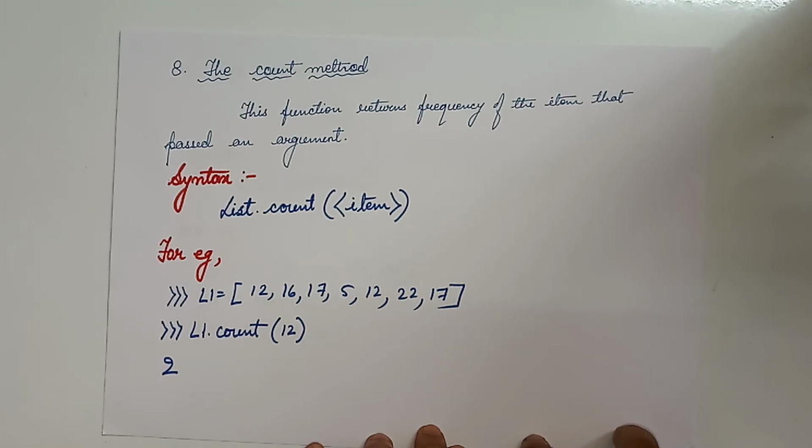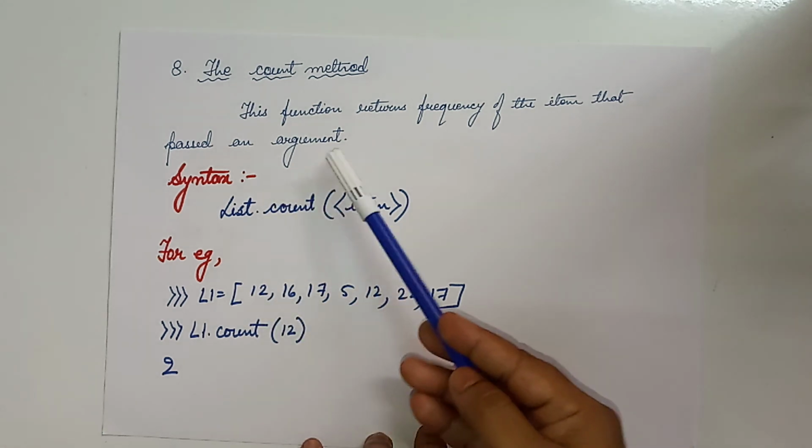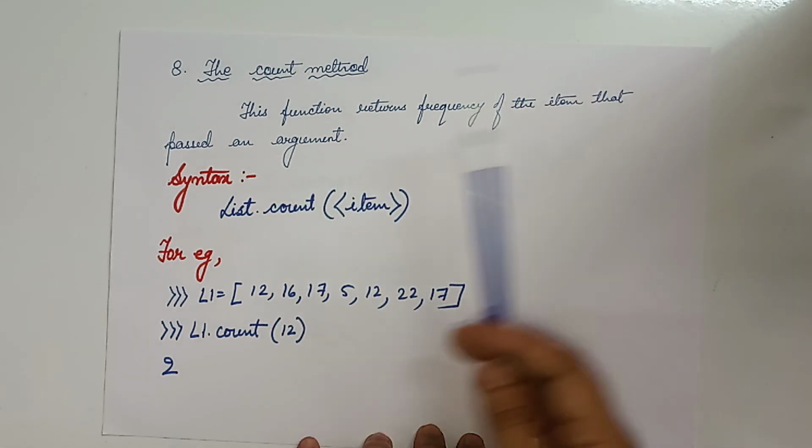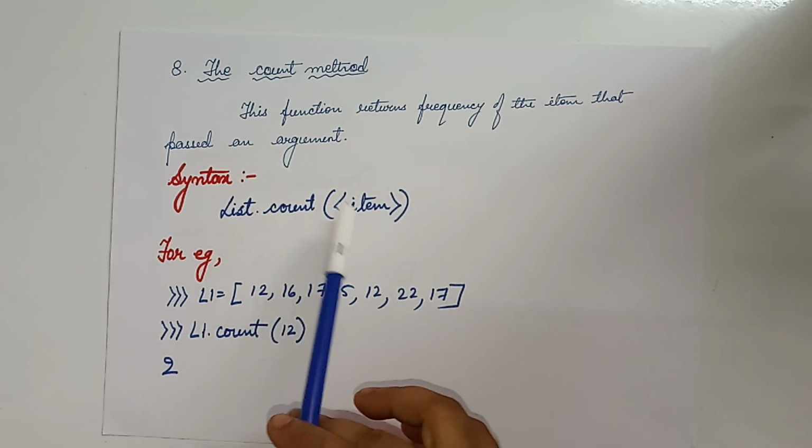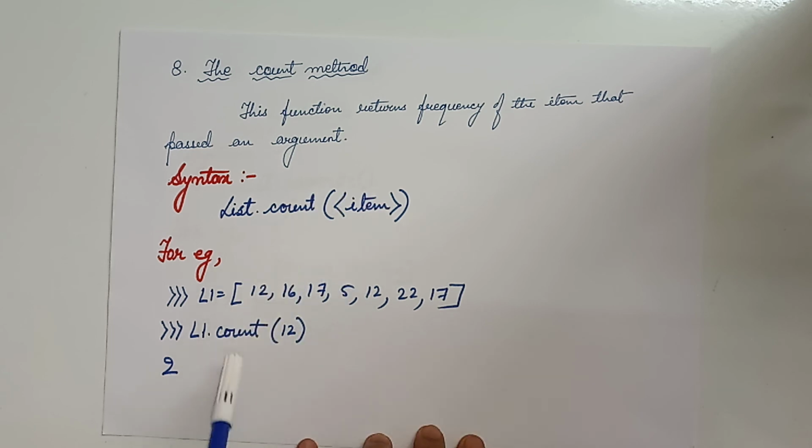The count method. The count method is used to find out the occurrence of a particular item in a given list. Let's see the definition. This function returns the frequency of the item passed as an argument. The syntax is list.count, where we pass the item. Here we have created a list with some duplicate data: 12, 16, 17, 5, 12, 22 and 17. L1.count(12). So 12 is occurring how many times over here? 12 is occurring 2 times. So the result is 2.